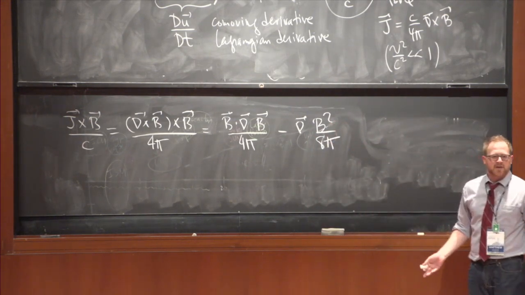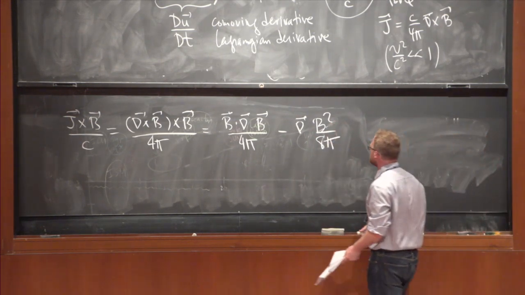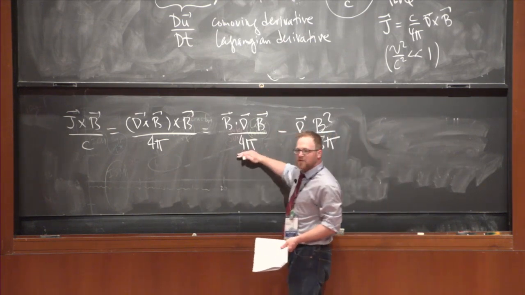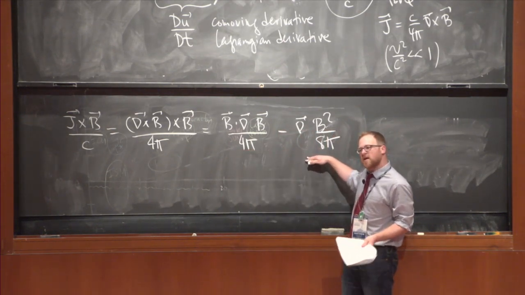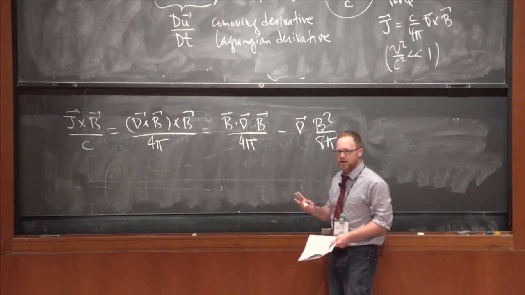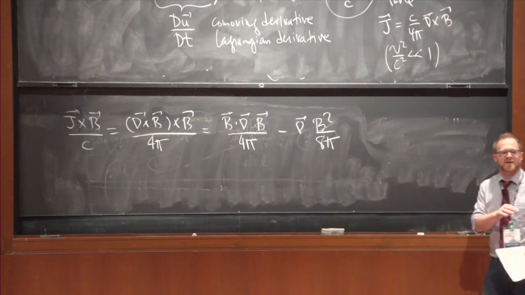So you look up some vector identities, and you write this down. And people usually talk about this as a tension, this as a pressure, but that's not actually quite right. And we'll come back to that. I understand that I keep on saying we'll come back to that, but we will.